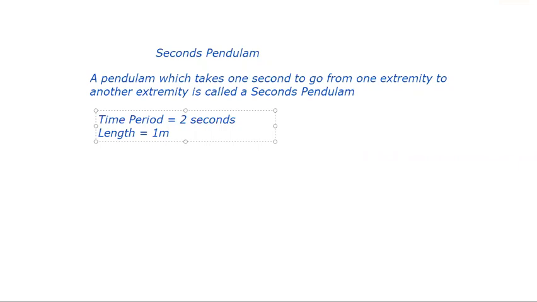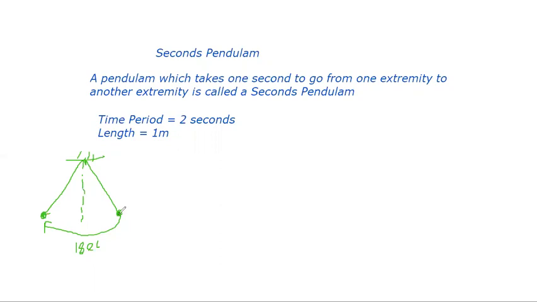Right? For example, if I draw, this is the fixed support and this is the pendulum. This is the mean position of the pendulum and this is another extremity. So the time taken to go from this extremity to this extremity is 1 second. Then the pendulum is known as a seconds pendulum.